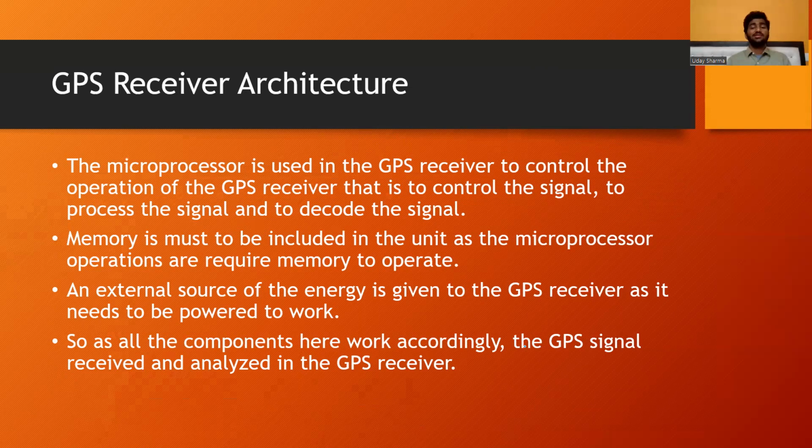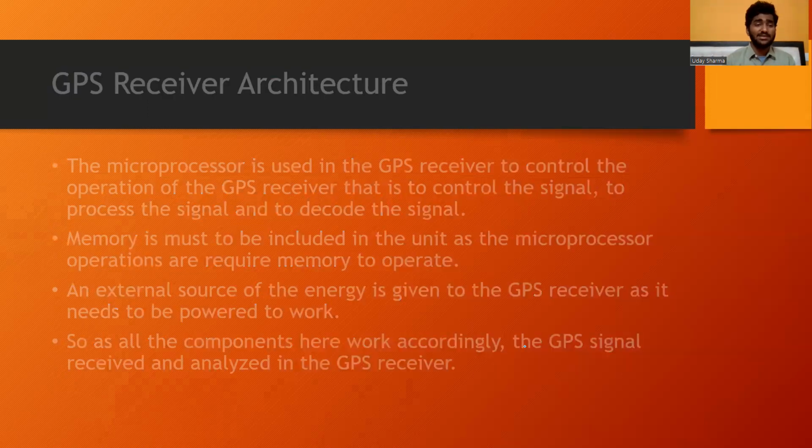An external source of energy is often given to the GPS receiver. Mostly, a battery is connected to the receiver. It needs power to work. As all the components here work accordingly, the GPS signal is received and analyzed in the GPS receiver.